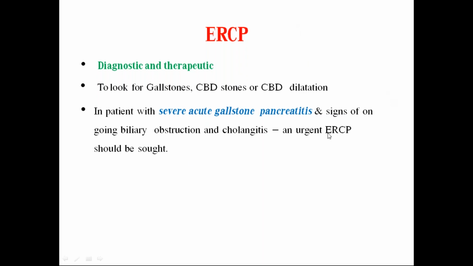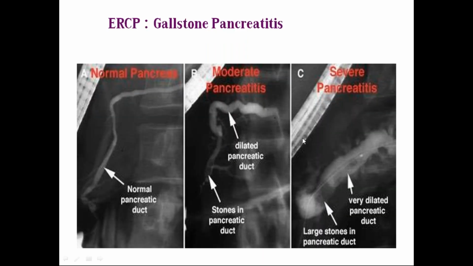In severe acute gallstone pancreatitis with obstruction and cholangitis, urgent ERCP is done to decompress the biliary tree and combat cholangitis. This is a normal image.